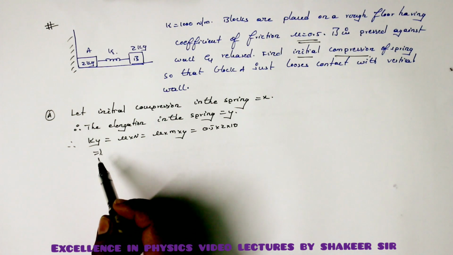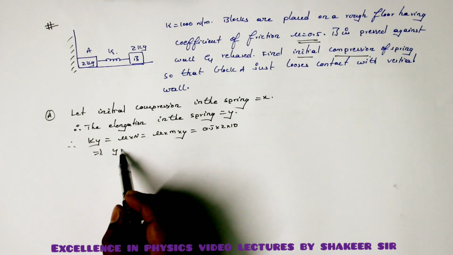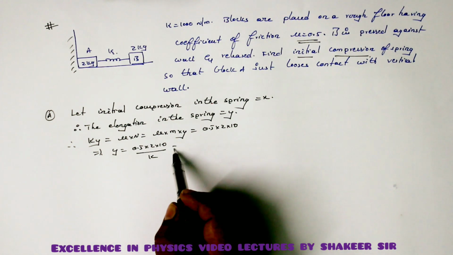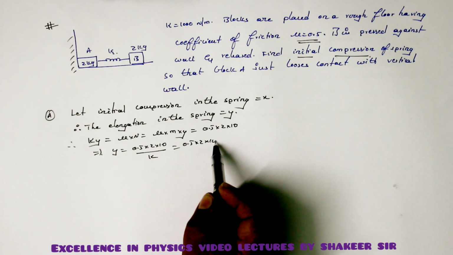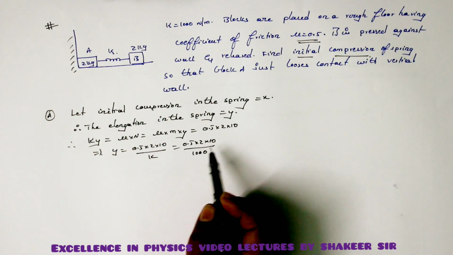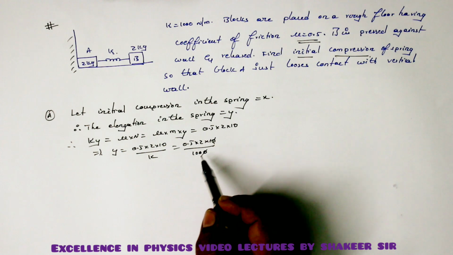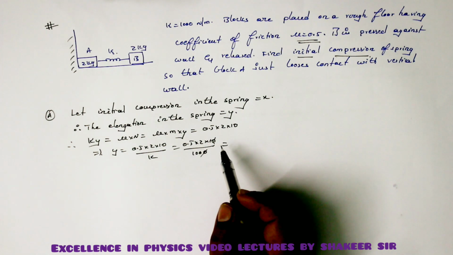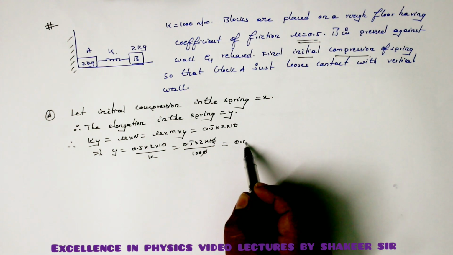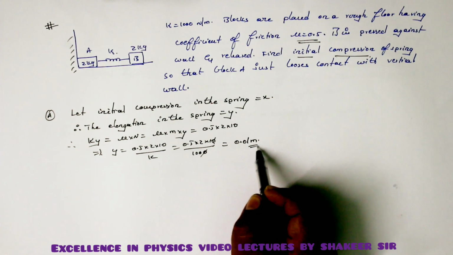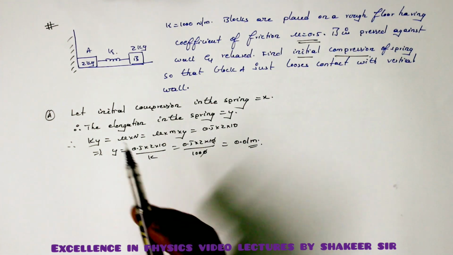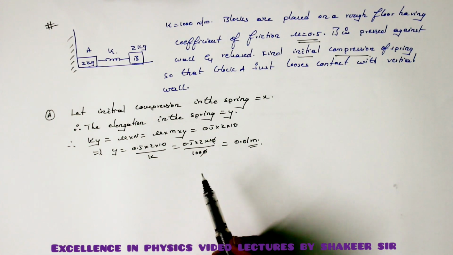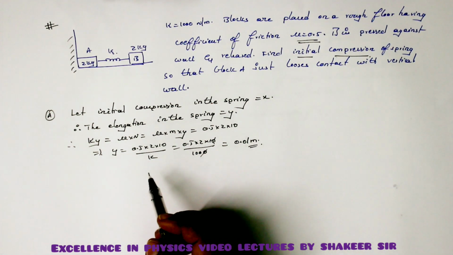So mu value is 0.5, mass is 2, g value is 10. Therefore from this I can calculate the y value. So y is equal to 0.5 into 2 into 10 divided by k, where k value is 1000. So the zeros get cancelled, and y is equal to 0.01 meters. So this will be the elongation in the spring for which the 2 kg body loses contact with the ground, because friction has reached limiting friction.